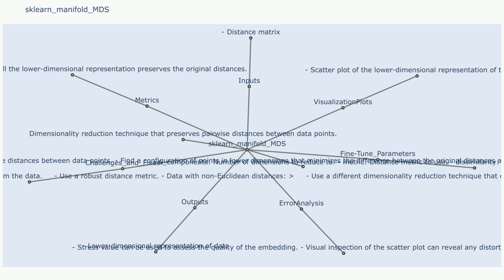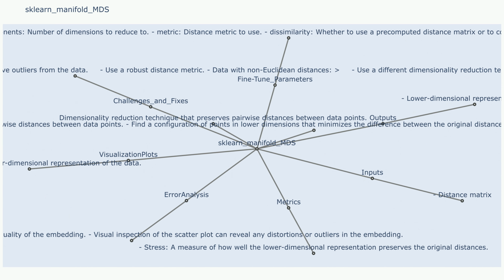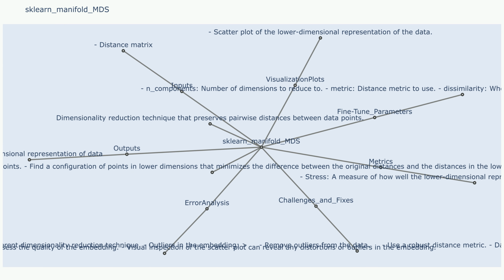Visualization plot 2. Explain in detail. Sometimes 3D plots can be used to visualize the embedding in a 3D space, providing additional insight into the data structure. Fine-tune parameters. Parameter 1. Explain in detail n_components, the number of dimensions to which the data should be reduced.